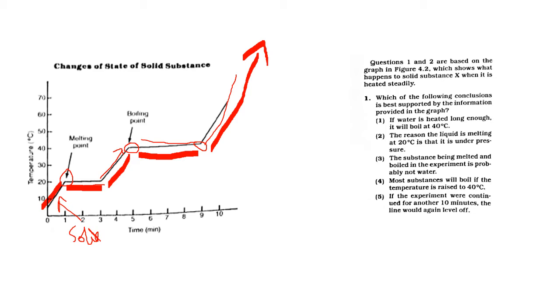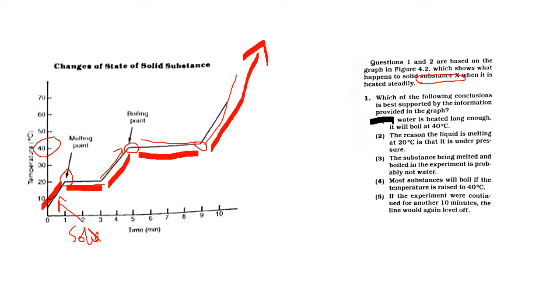So question number 1, which of the following conclusions is best supported by the information provided in the graph? If water is heated long enough, it will boil at 40 degrees Celsius. Now, look at the question. This said it is substance X. It does not say that this is water. And everything has a different boiling point. It might be alcohol, it might be milk, it might be something else. But because this is boiling at 40 degrees Celsius and water boils at 100 degrees Celsius, we know this is not water. So answer number 1 can be taken away.